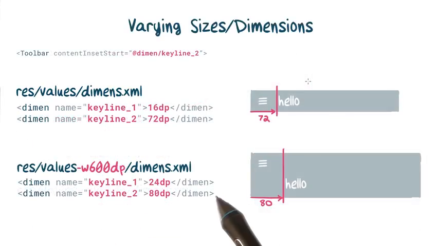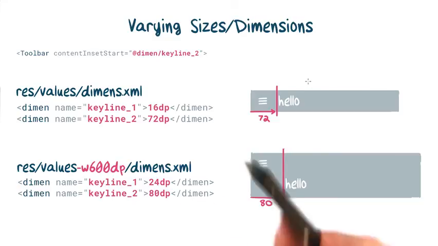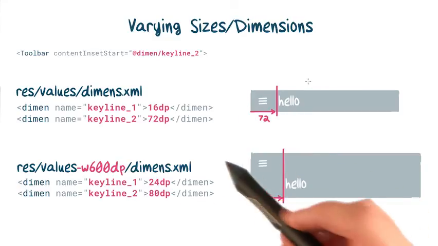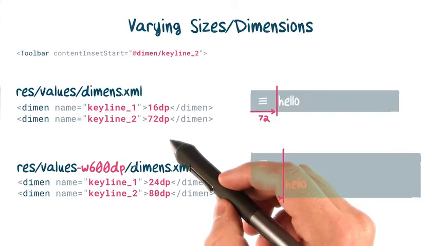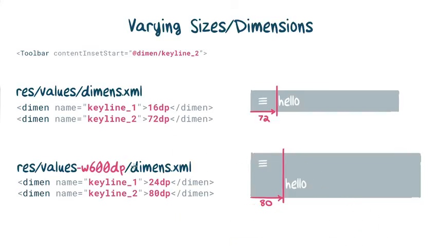And hey, remember keylines from lesson 3? On smaller devices, the standard keylines are 16-dip and 72-dip. But once you get to larger sizes, you can start using the standard tablet keylines of 24-dip and 80-dip. This too can be done with varying dimension resources.